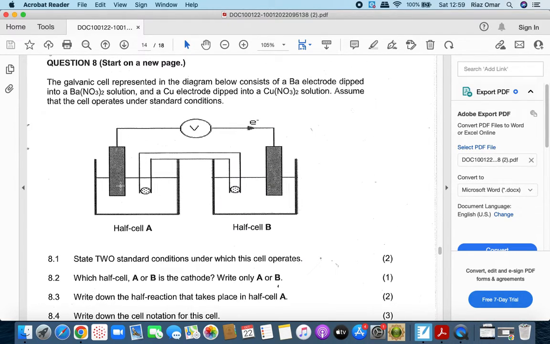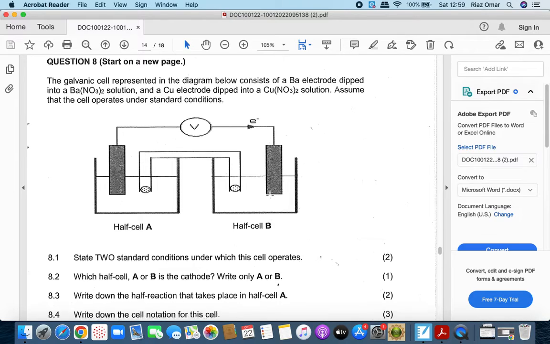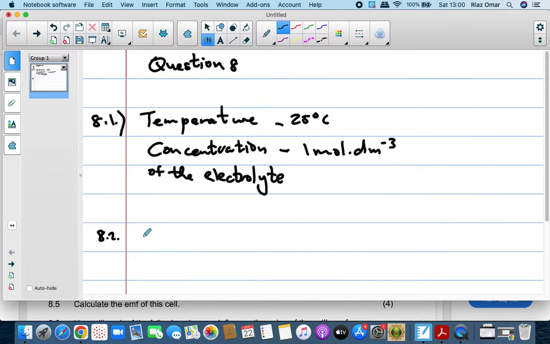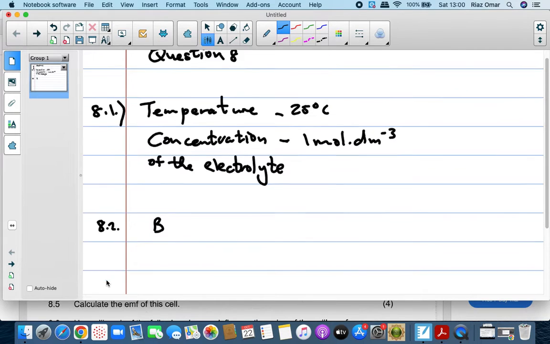So coming back to the question, we know that the electrons went from zinc to copper. Now it will go from barium to copper. So the half cell A is the barium, that's the anode, and B is the copper, and copper is the cathode. The question is, state which cell, A or B, is the cathode. It will be the copper cell, which is cell B. So we must write B as the answer there. 8.2, the answer is B. The copper cell is the cathode. Okay, going further.